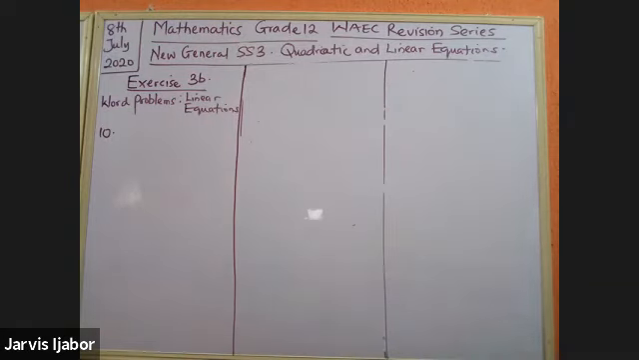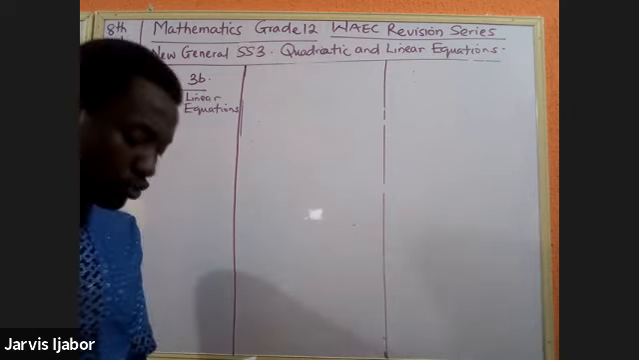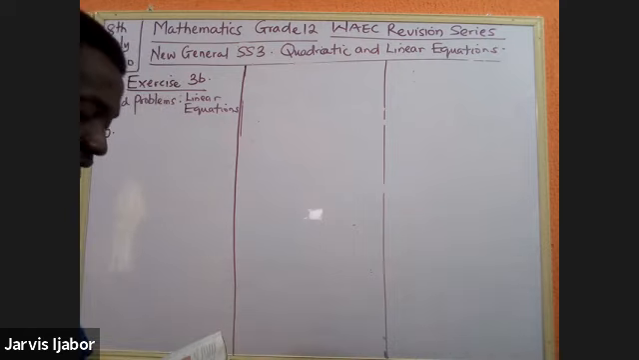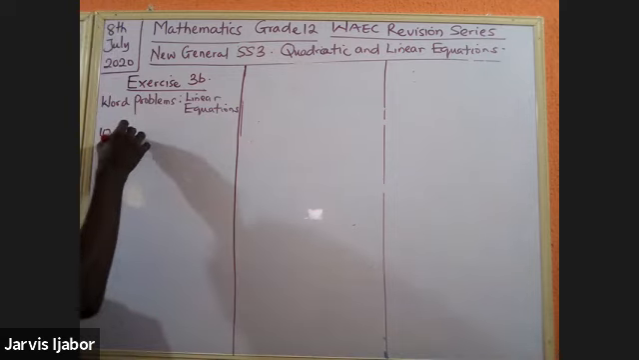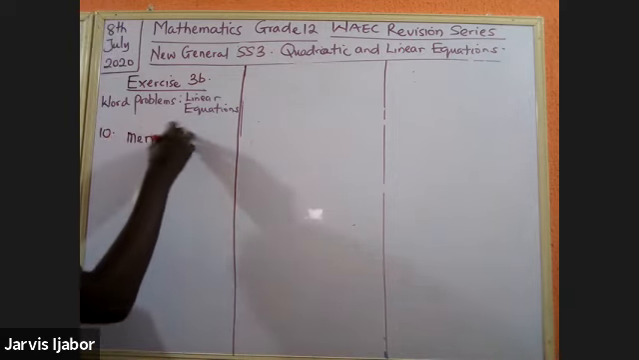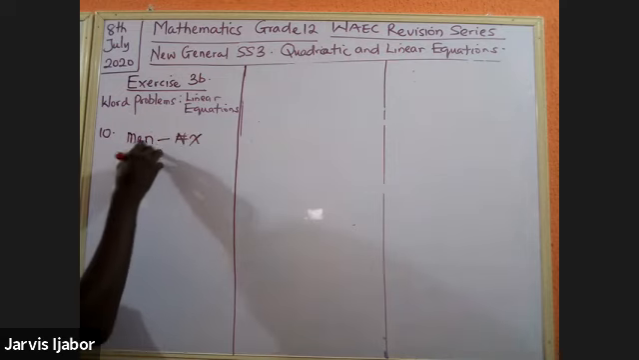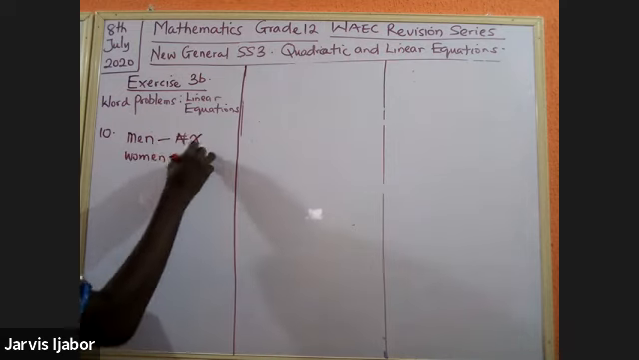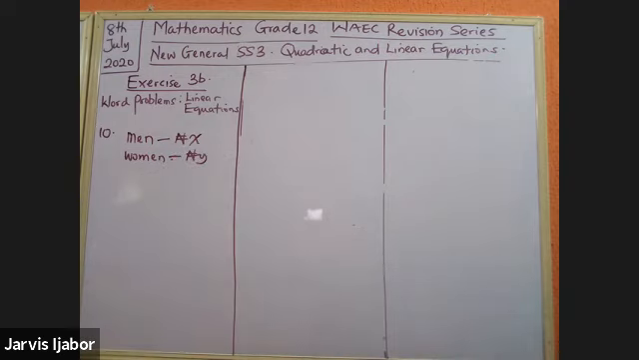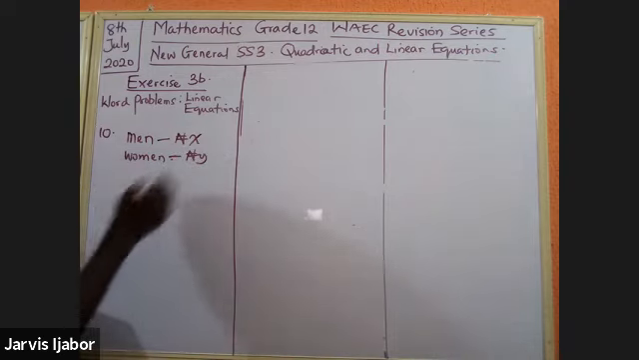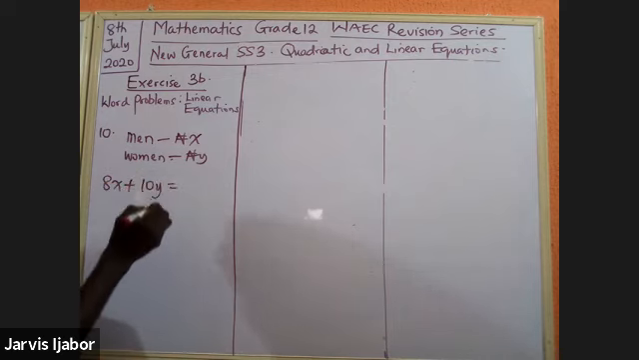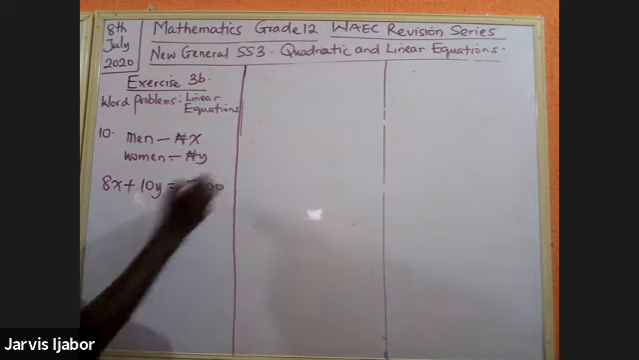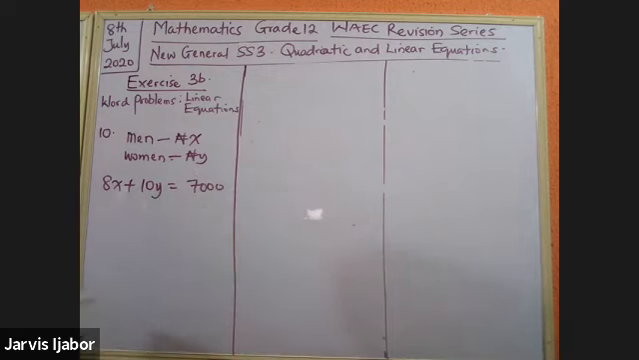I'll pick the questions. Now, we said in a school management committee, men contribute X naira, women contribute Y naira to the maintenance fund. At one meeting, 8 men. Men will be X naira, women will be Y naira. So if in one meeting there were 8 men that contributed, it will be 8x plus what? 10y equal to what? 7,000. That's what it means.